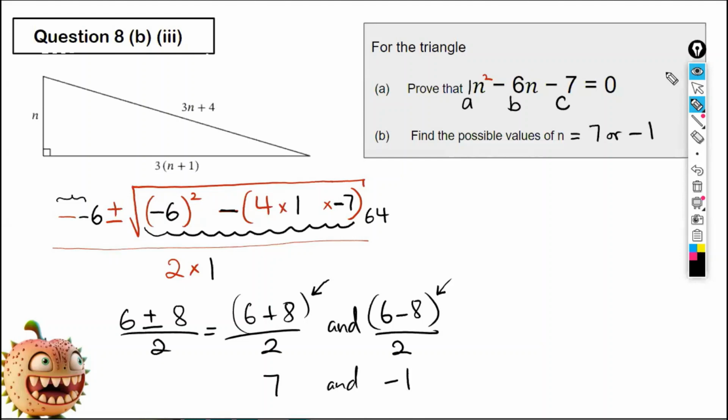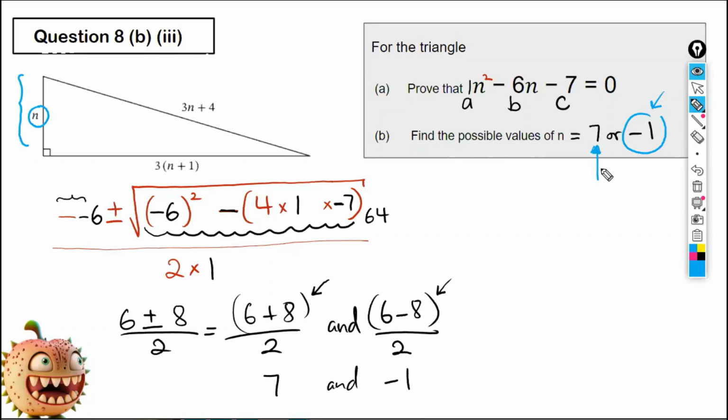Quick question. Even though those are two possible answers for n, do you all think the minus 1 is truly valid? The answer is no, because look at it, the length of this side is n. Have you ever heard about a length being negative? There's no such thing as a negative length, at least for a right angle triangle. So even though there are two possible values for n, there's only one true correct answer.